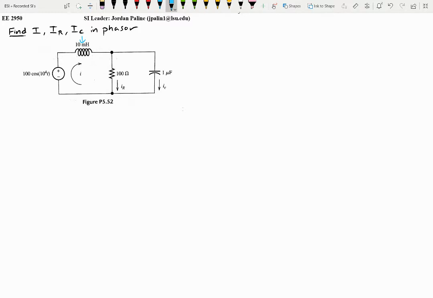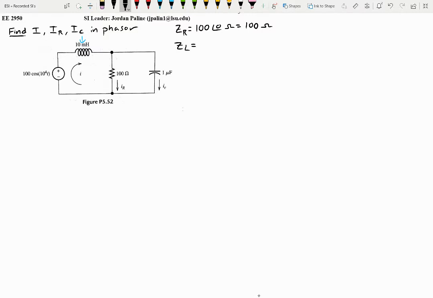We have an inductor, capacitor, and a resistor. So the first thing, if we need to find all these values, we need to convert everything over to the impedance values. So let's go and do that real quick. If we go to Z of R, we'll get that to be 100 at angle 0 ohms, or just 100 ohms.